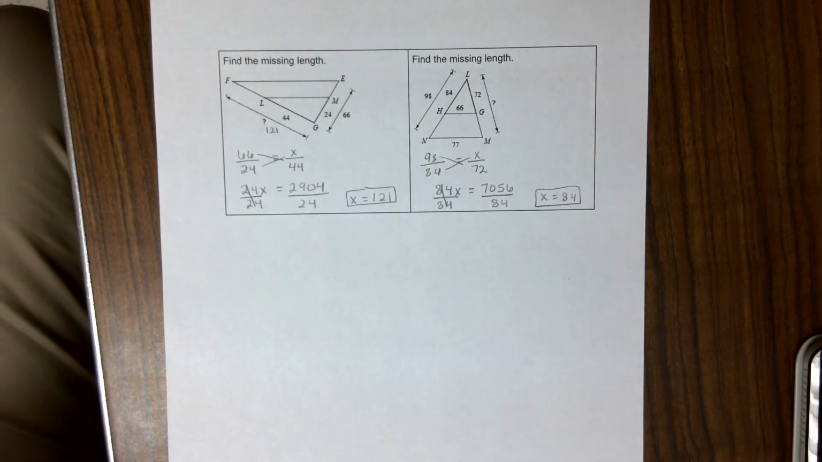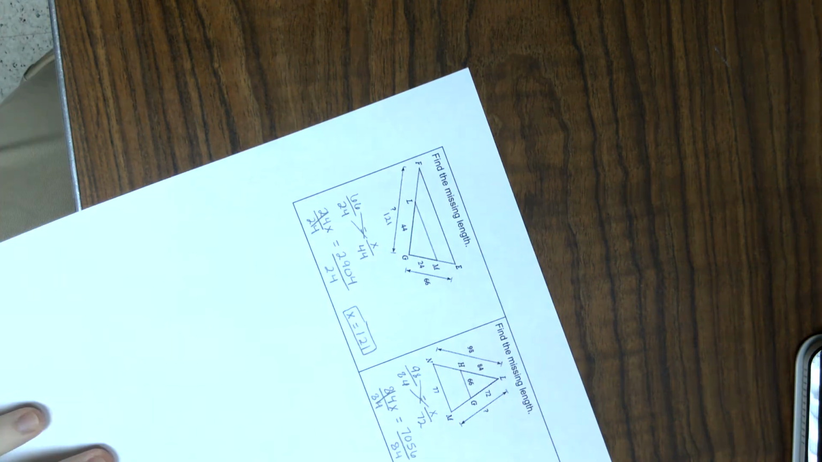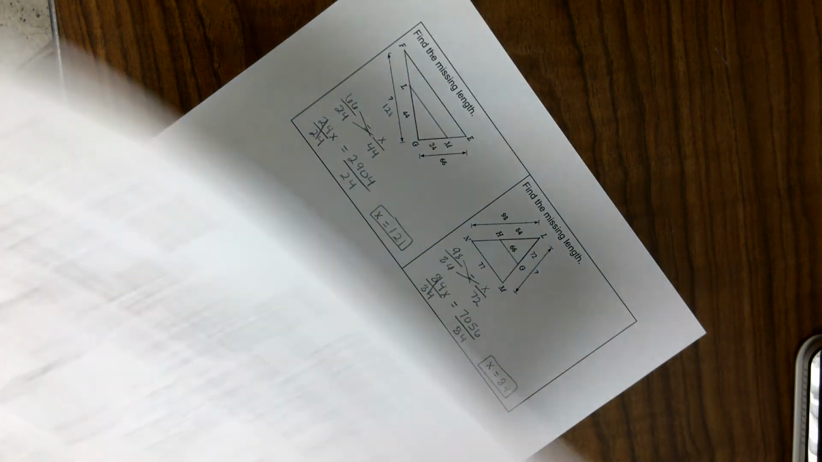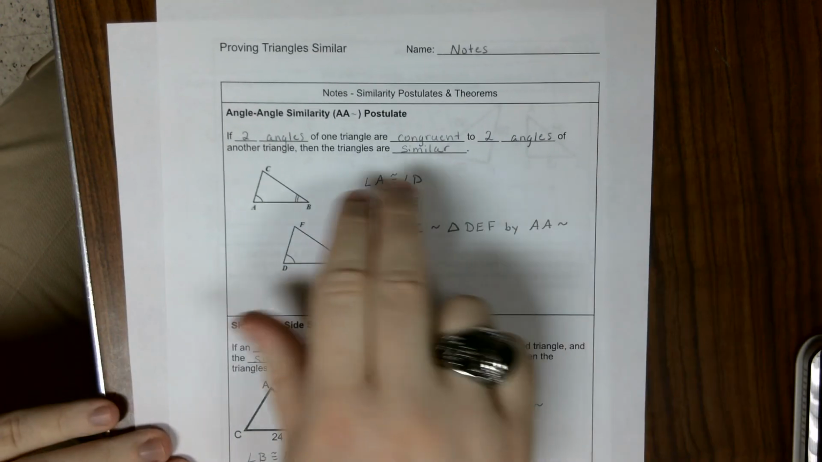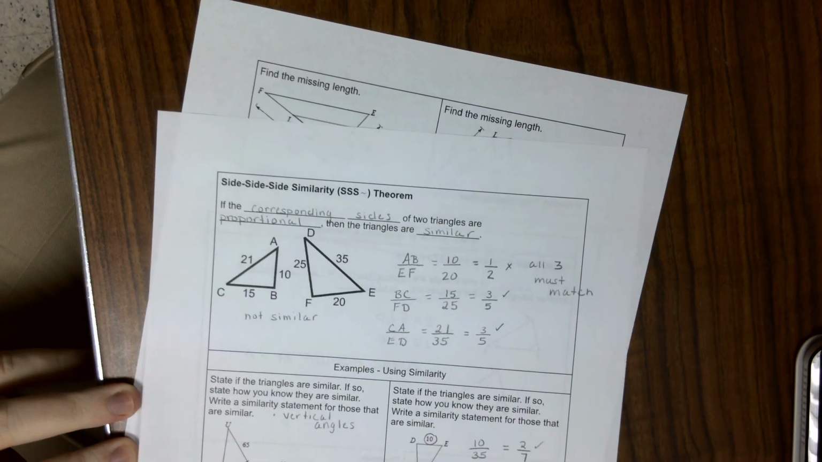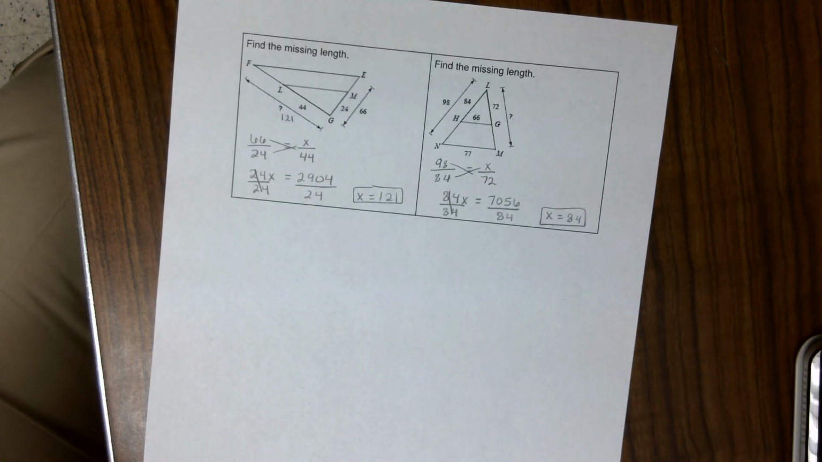All right, that's it about proving triangles similar. All you need to know is these three theorems that we talked about, if I can find them. Right here. All you need are these three theorems: angle angle, side angle side, and side side side. You just check the respective components.